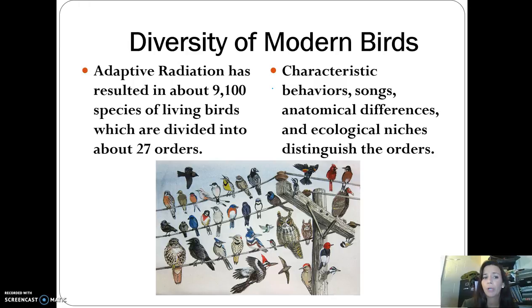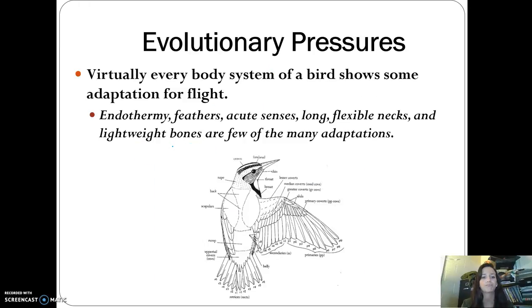When we look at modern birds, adaptive radiation, a topic of evolution in which one species results in many species, has ultimately resulted in about 9,100 species of living birds and 27 orders. We will not get into the orders when we talk about birds, but there are many of them. They have specific behaviors, songs, anatomical differences, and different ecological niches that help distinguish them from each other. Every body system of a bird is going to show some adaptation for flight.